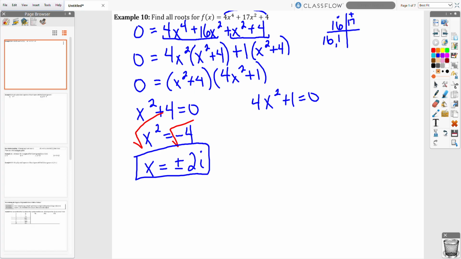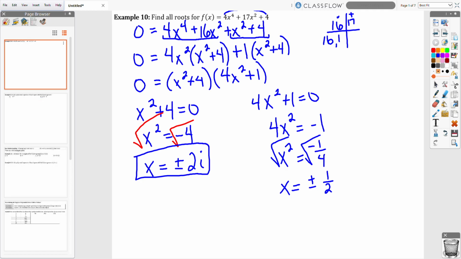And then on the other one, of course, you'll subtract the 1 first. So you get 4x squared equals -1. Then divide both sides by 4. So x squared equals -1/4. Then from there, to get rid of the squared, you're going to square root both sides. And then you get plus or minus because you square rooted both sides. And then the square root of 1/4 is 1/2. And then, of course, because you're square rooting a negative, you have an i. So you have positive 1/2 i and you have negative 1/2 i. So those are the 4 solutions to this equation.